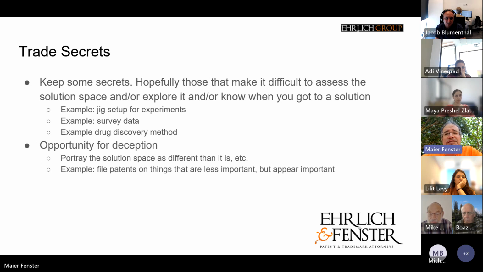Example, it was told to me once, somebody filed a patent on a feature which was not important, but they made it look like it was important. And that somebody spent a whole year delaying his product, trying to design around the patent and failing until they gave up and decided to do without the feature and discovered nobody needed that feature. Okay, wonderful example of deception. I wish I had more.